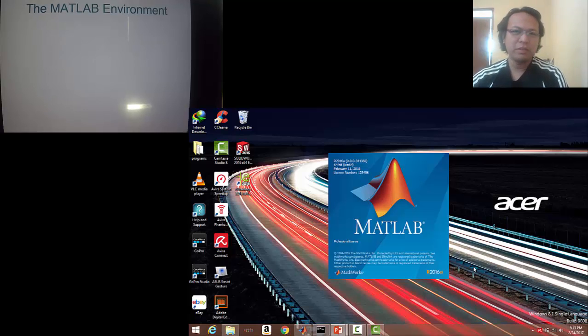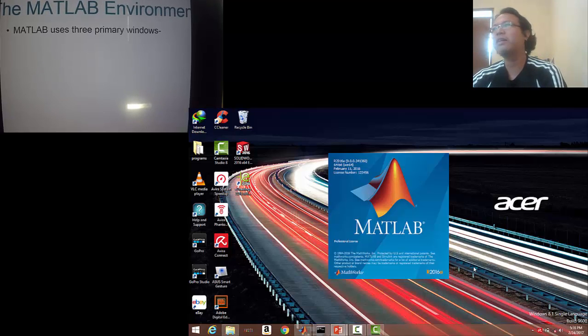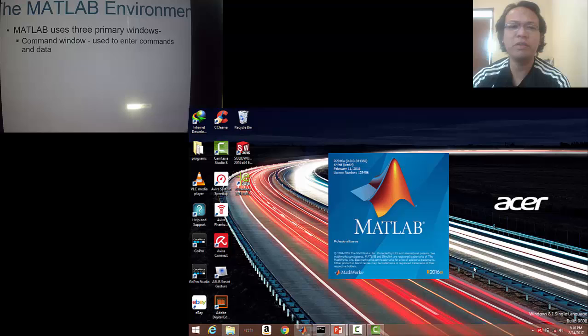The MATLAB environment. Okay, so there are three basic windows in MATLAB. The first one is the command window, and this is used to enter commands and data. What we are going to do here is we will use MATLAB as a calculator actually.